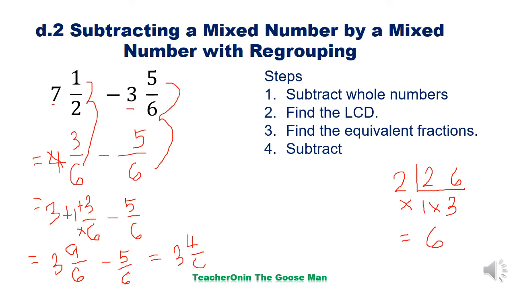4/6. But take note that 4 and 6 is still reducible by 2. So I divide both by 2. So I have here, I'll just simply copy the whole number 3. Then, I have 4 divided by 2 is equal to 2 all over 6 divided by 2 is actually 3.